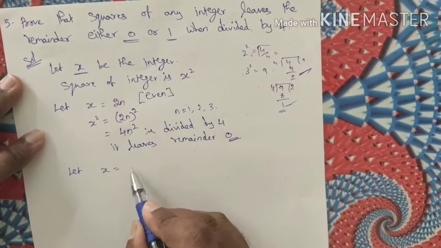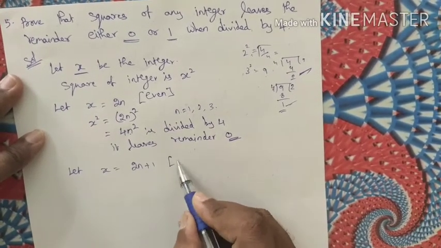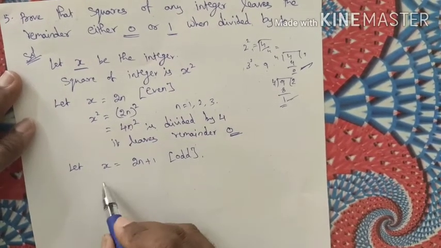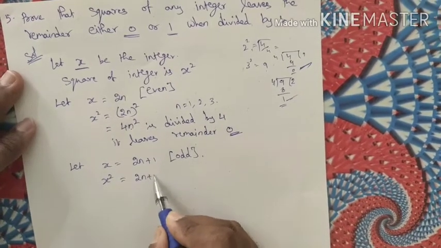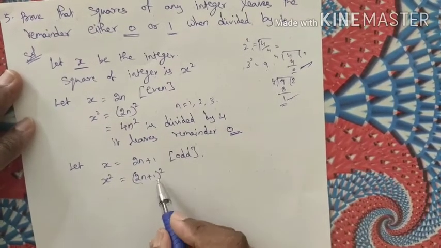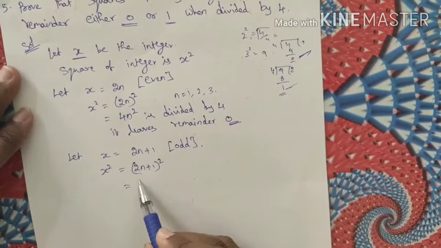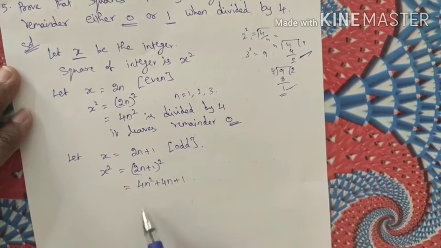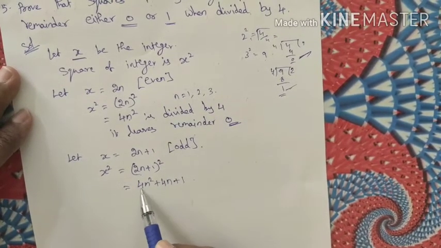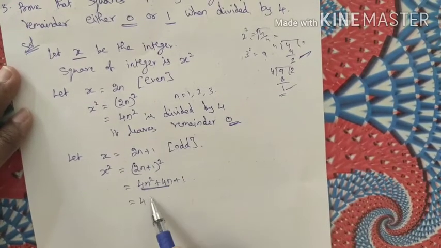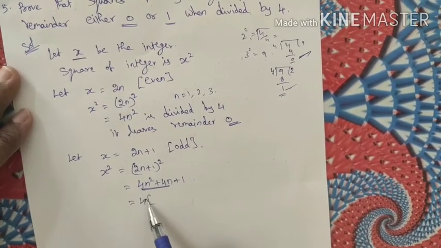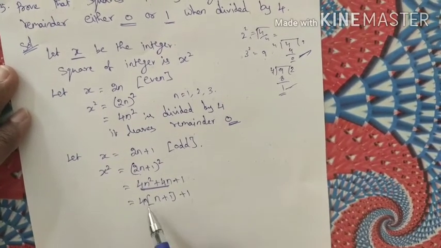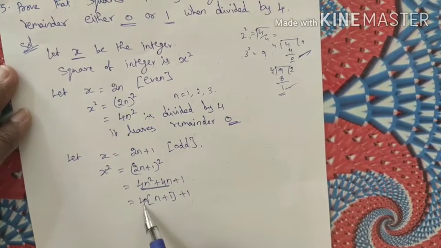Next, we take x as an odd number. 2n plus 1 is an odd number. When I square this odd number, what do you get? (2n plus 1) whole square. Now applying the (a plus b) whole square formula, that is 4n square plus 2 into a into b, that is 4n, plus b square. So here 4 will be the common term. 4 will be taken out commonly, and n is also common, so 4n I take out, times (n plus 1), plus 1.